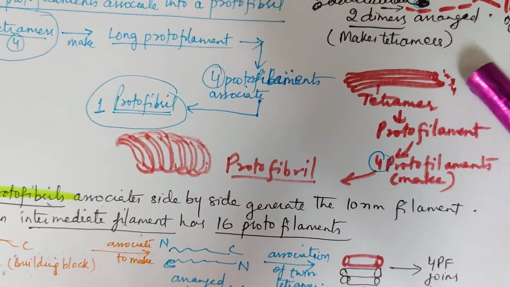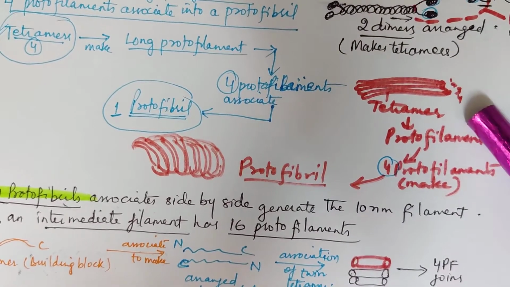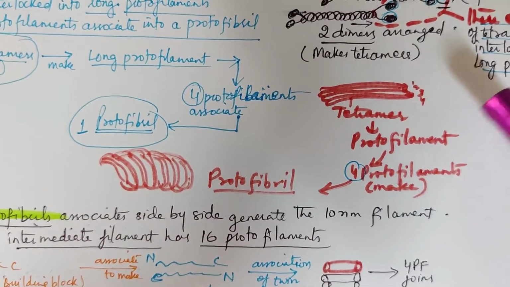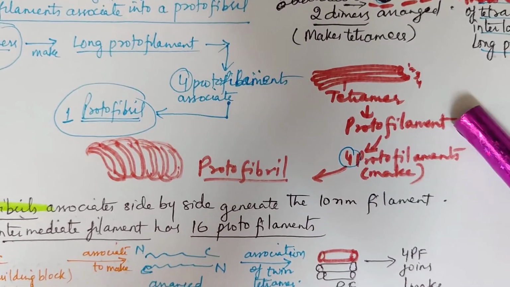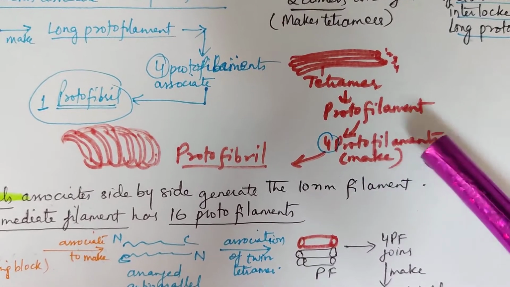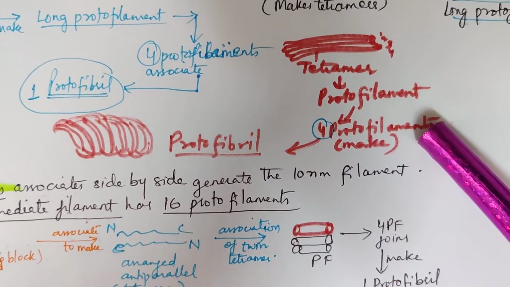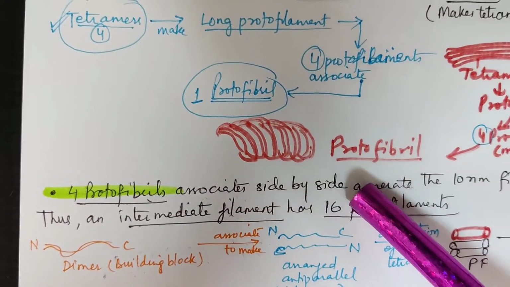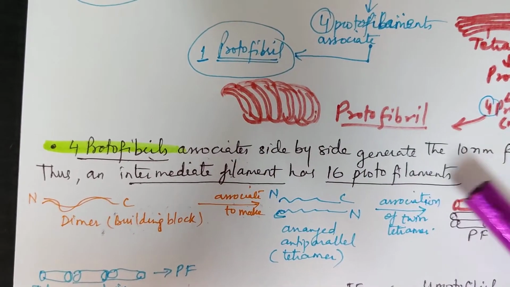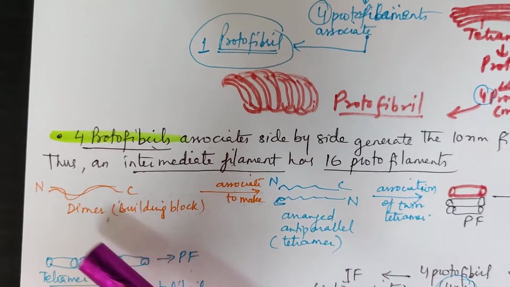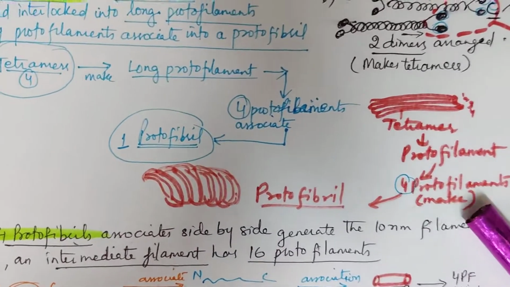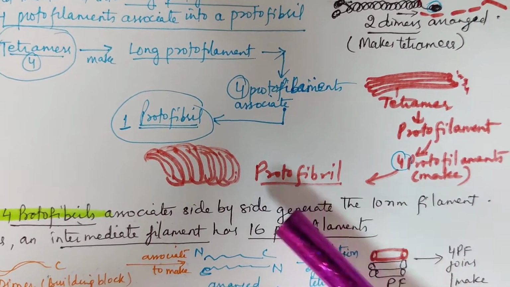Tetramers are made up of four parts, meaning two anti-parallelly arranged dimers make the tetramer. Tetramers make protofilament, and four protofilaments make one protofibril. Four protofibrils associate side by side and generate the 10 nm filament. Thus an intermediate filament has 16 protofilaments, as I have drawn in the diagram, where four protofilaments make one protofibril.